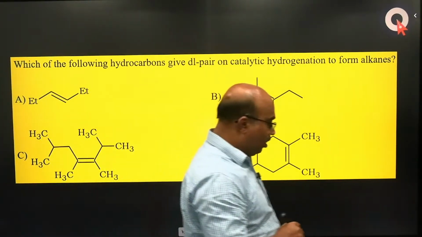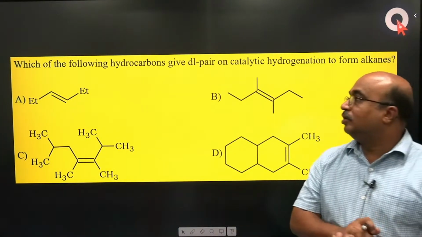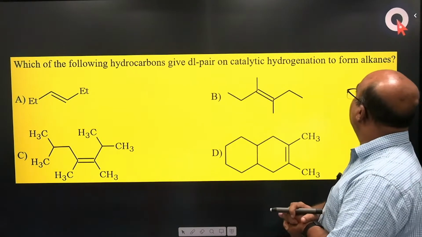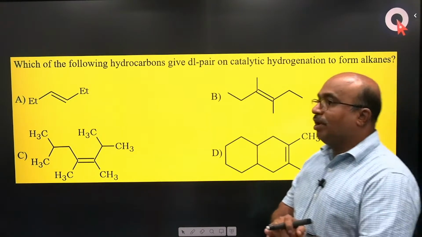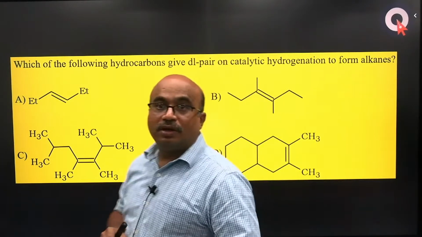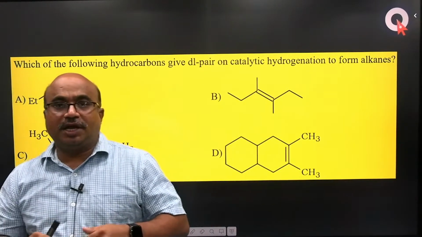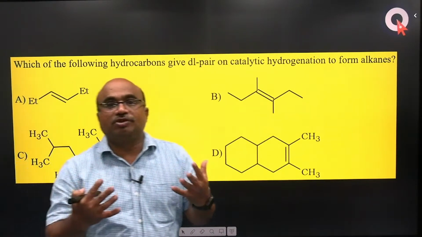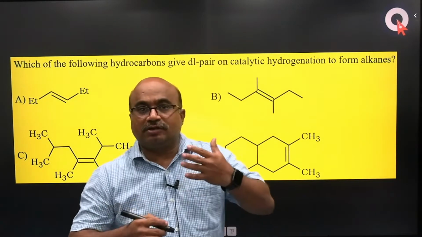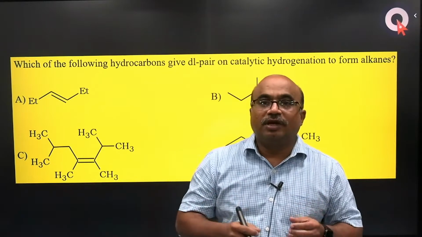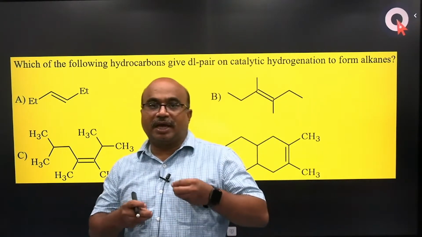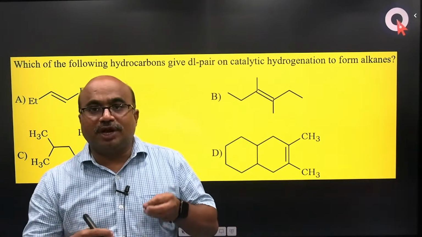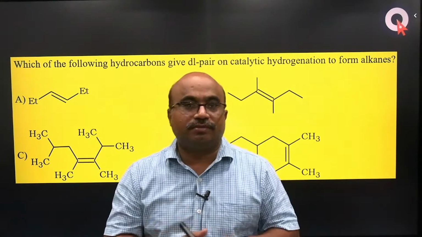In which of the following hydrocarbons is there a DL pair formed on catalytic hydrogenation to give an alkane? So during any catalytic hydrogenation, how does the process take place, and what is the stereochemistry aspect? Whenever we consider chemical reactions in organic chemistry, the mechanistic approach and the stereochemistry of these compounds is very important, and that is what we should learn.